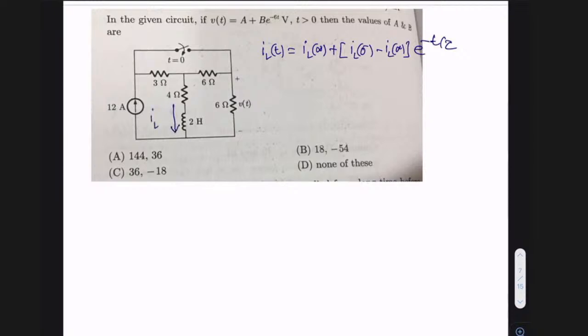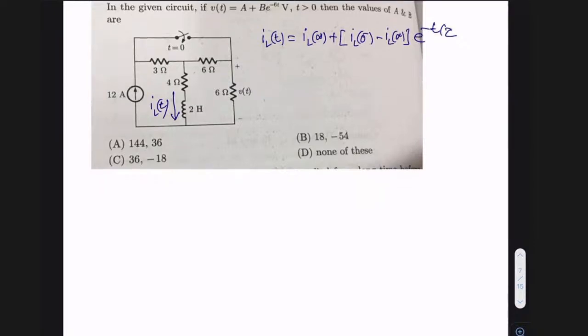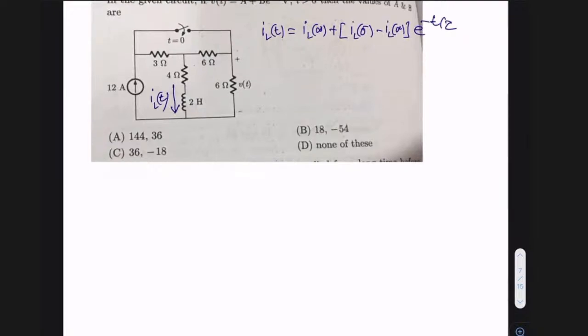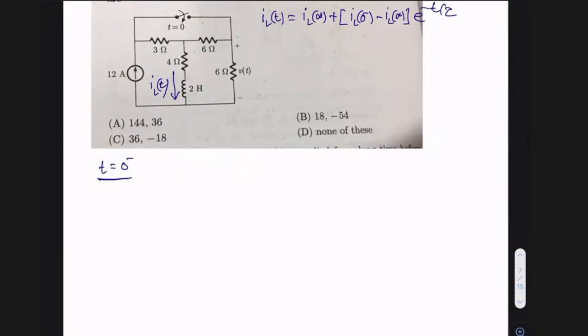What is the inductor current? This is your inductor current iL(t). Once I get iL(t), then how do I get the corresponding V(t) information? So let's first try to get this iL(t). First of all, my interest is to draw the circuit at t equal to 0 minus. The switch is getting closed at t equal to 0, so before t equal to 0, the switch must be in open state. If the switch is in open state, how does the circuit look?